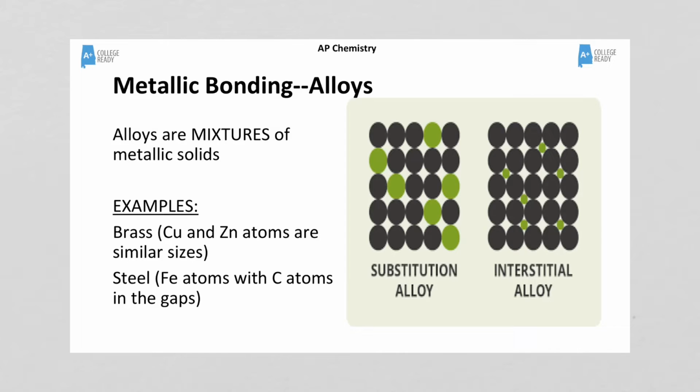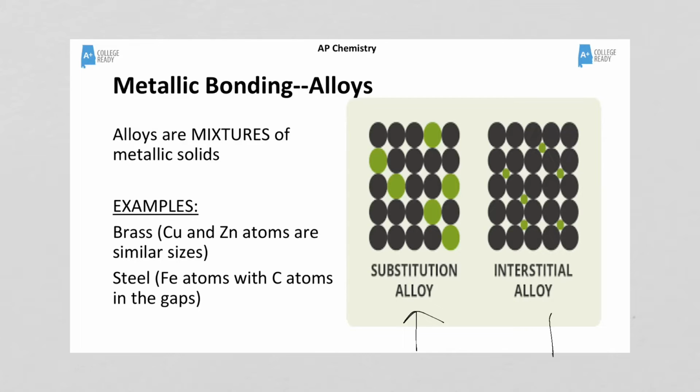Here's a couple examples of alloys. Brass would be the substitutional alloy. Again, if you're asked what kind of alloy something is, look at your periodic table. If it's two transition metals, they're going to be very similar sizes. Even if they're not in the same period, unless it's just a huge difference, they're going to be in one period under the other. They should be substitutional alloys.